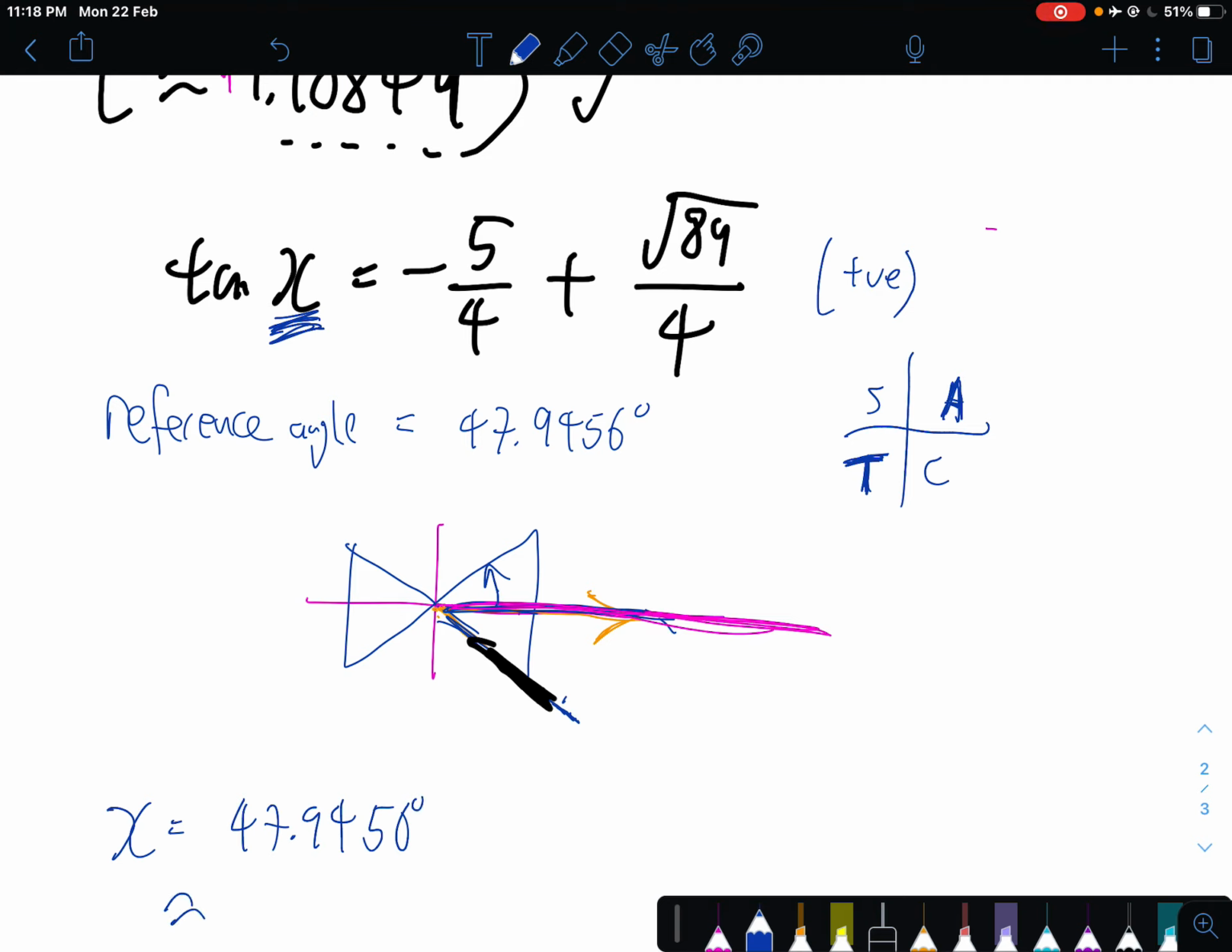Then you round off. This is an approximation already, right? We never write down the full decimal place. We can't, there's infinitely many. So you just have to write down the approximation, the curly sign. And then finally it's exactly equal to 47.9 degrees, rounded off to 1 dp.